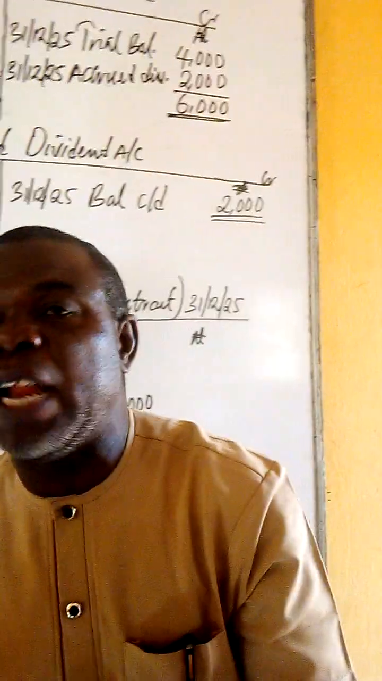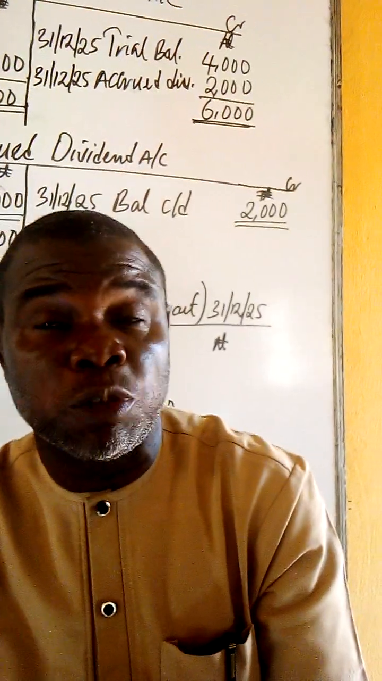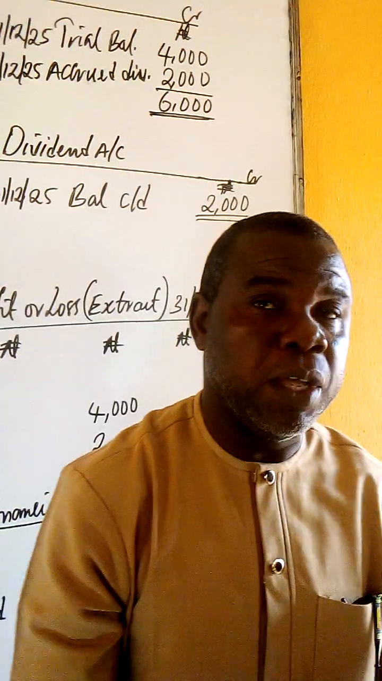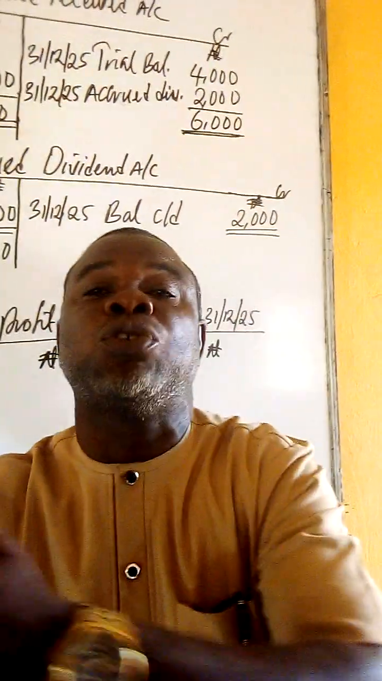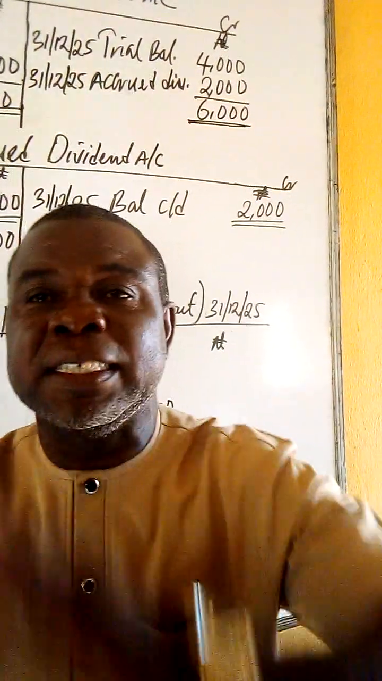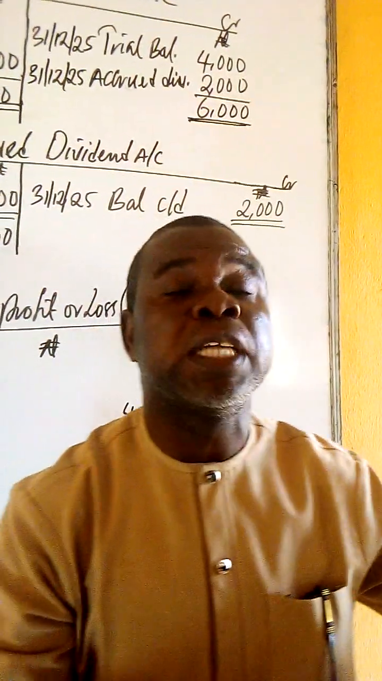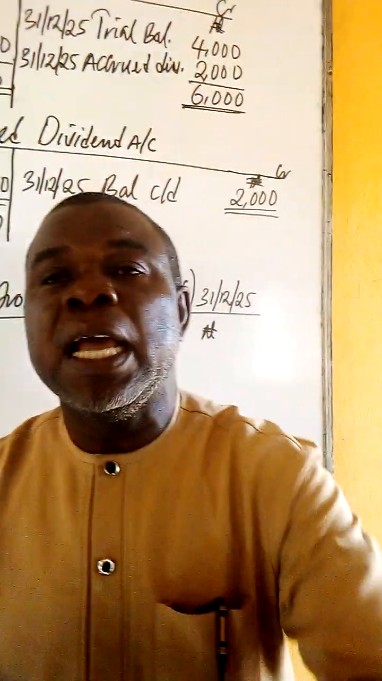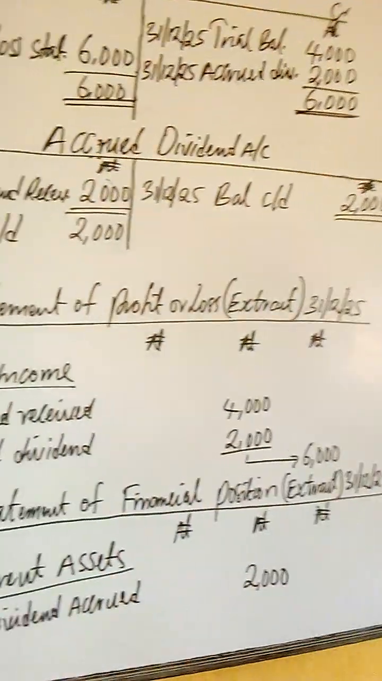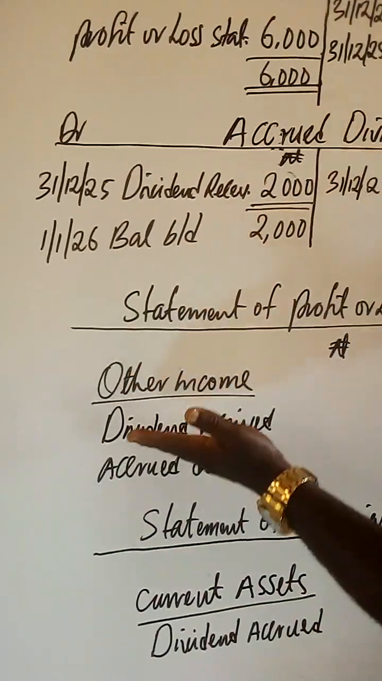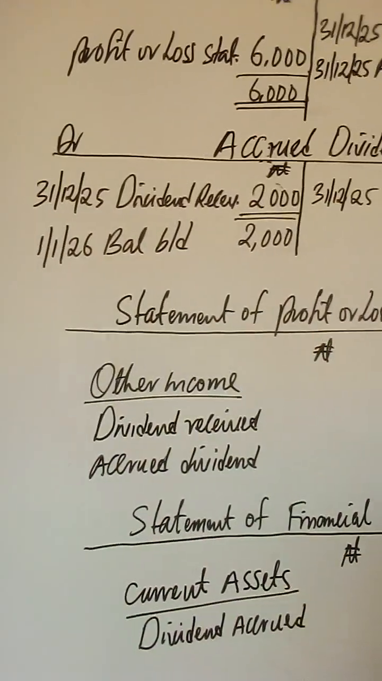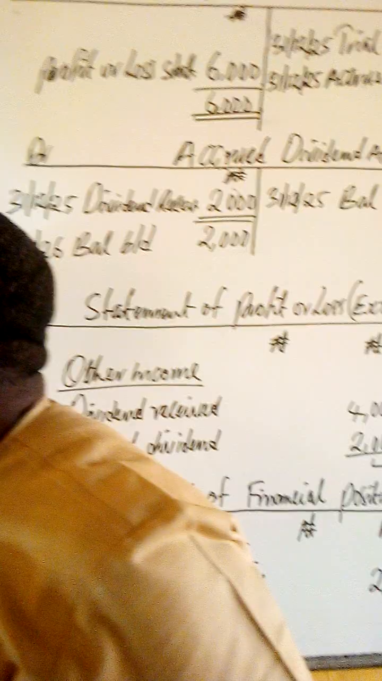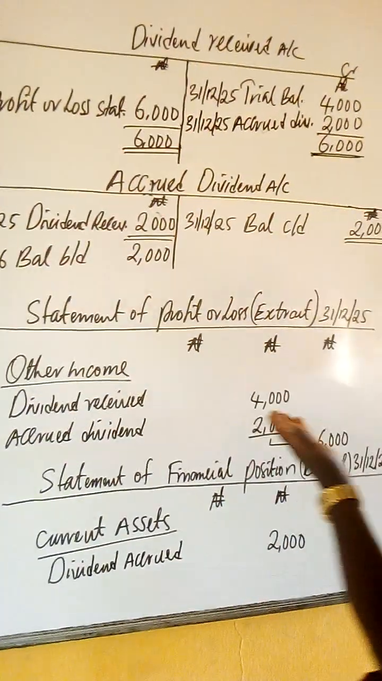So you discover that after getting your gross profit, which is the end of the trading account, the next section is other income. Other income are incomes that are added to gross profit, and that is the beginning of the profit or loss account. Under other income, that is where you find dividend received. So you go and pick the dividend received that is given in the trial balance and introduce it.